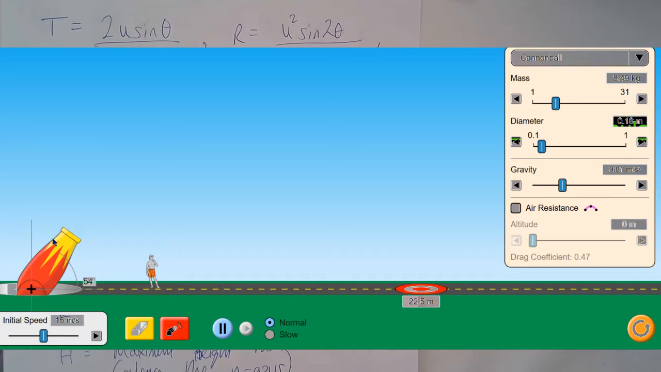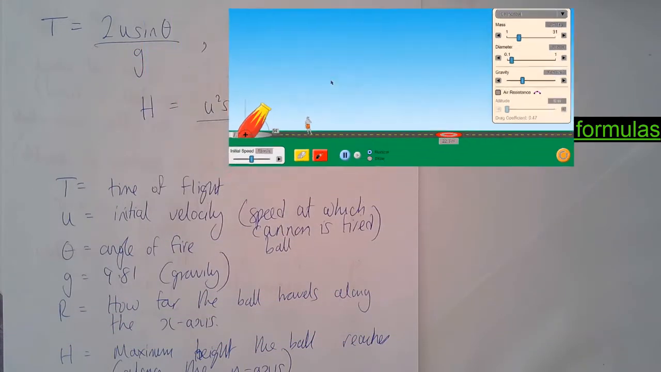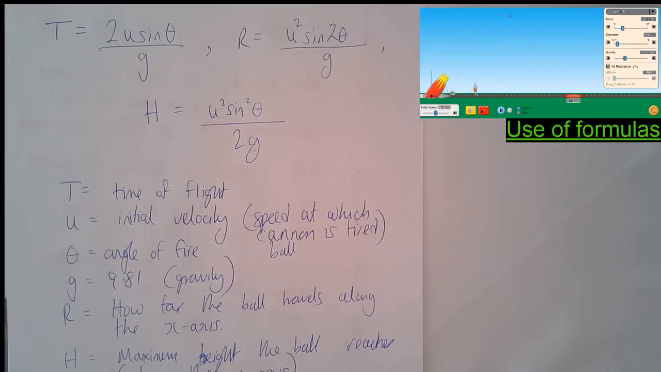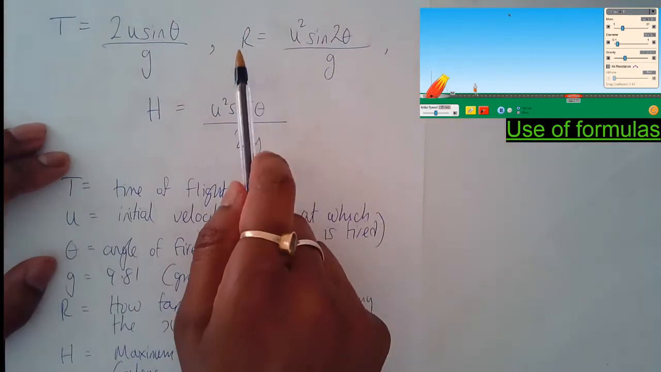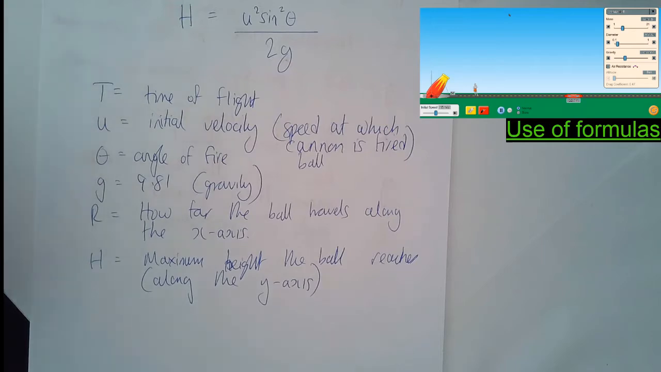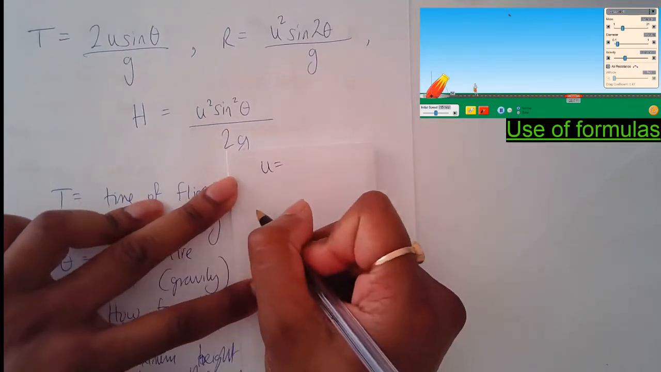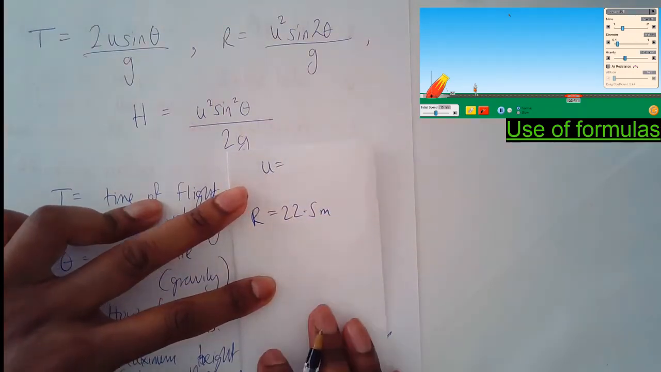Let's have a look. Just move that out of the way. If you look at this formula here, R stands for range, how far the ball travels along the x-axis. And remember, I want it to travel 22.5 meters. So I would like R to be 22.5 meters. That's my target. That's fixed. I can't change it. So that's R.